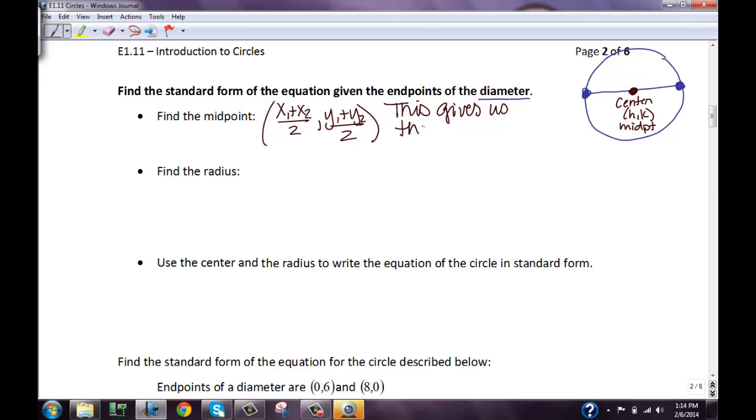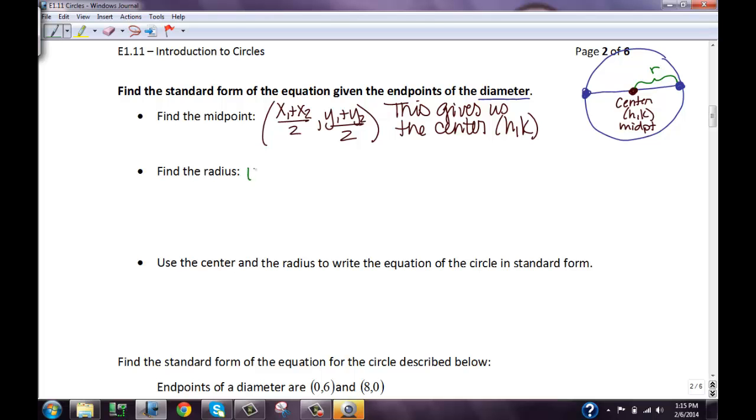This gives us the center, which we're going to label HK. Okay. Now, once we know the center, just like the last few examples, we take the center and the radius and we plug them into the standard form. So now that I know the center, I need to know the radius, which is this distance right here. Now to find the radius, remember, we're going to use the distance formula.